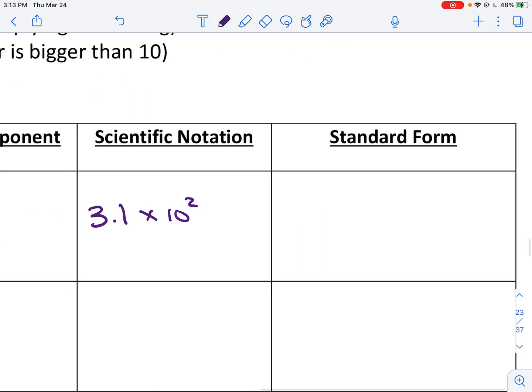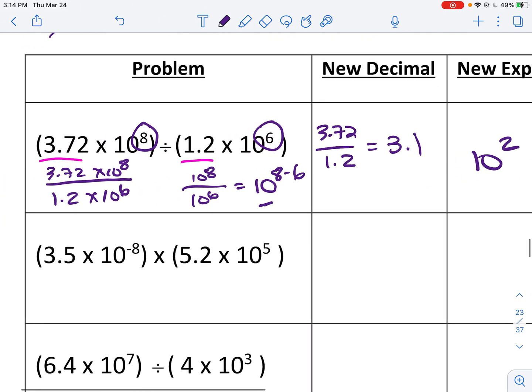Now to write that in standard form, since 2 is a positive exponent, that means 3.1, we're going to make it into a bigger number. So if I have 3.1, I'm going to make it bigger and go 1, 2. So my answer is 310. This next one, this is multiplication. Okay, so I'm going to take 3.5 and I'm going to multiply that by 5.2. That's how I get the new decimal. So if I multiply those two together, I'm going to get 18.2.